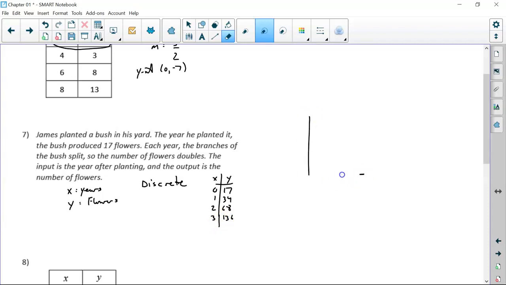So if you were to graph this, our y-intercept's up here, and then it doubles, and doubles again, and doubles again. It's not going to be linear. This is not linear. So we're not going to come up with an equation for this right now. It's not linear, but it is discrete. We don't want to connect those points because we can't have half of a flower or a quarter of a flower, any piece of a flower.